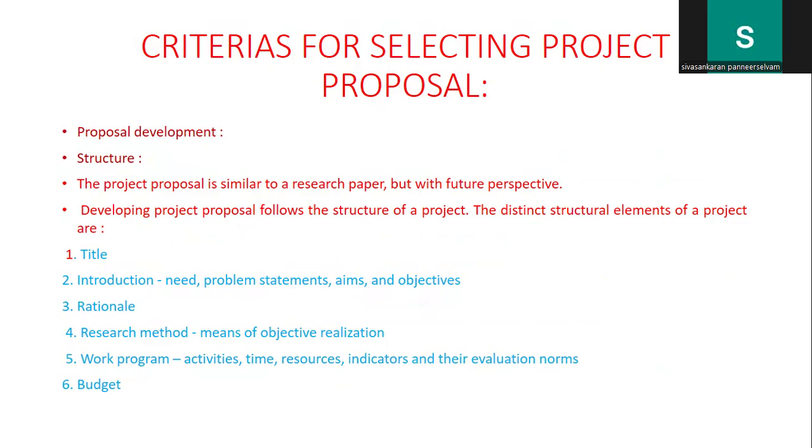The project proposal is similar to writing a research paper for a journal, with future scope or perspective. So it must have the title of the idea, that is the research area, and the introduction. In that, we need to cover the need, problem statement, aim and objectives, then rational thinking. What are the research methods oriented to the objective realization? Then work programs like activities, conducting various programs, seminars, etc., oriented to the project work. Then estimation of budget.